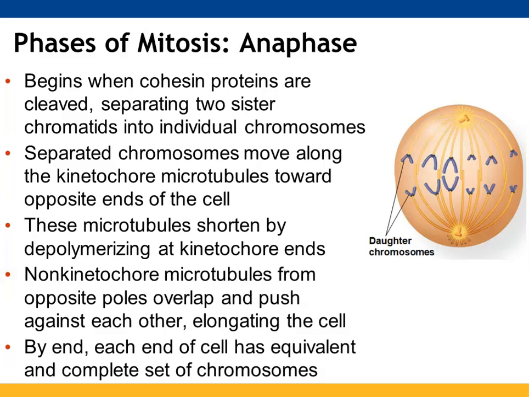They get shorter, they depolymerize at the end that's connected to the chromosome as opposed to the end coming out of the mitotic spindle. Your non-kinetochore microtubules are continuing to grow. They are actually overlapping, pushing up against each other, causing the cell to get longer to better be prepared to divide with the cytoplasm. And at this point, you will have more of the chromosomes towards that mitotic spindle than you will have towards the center of the cell.